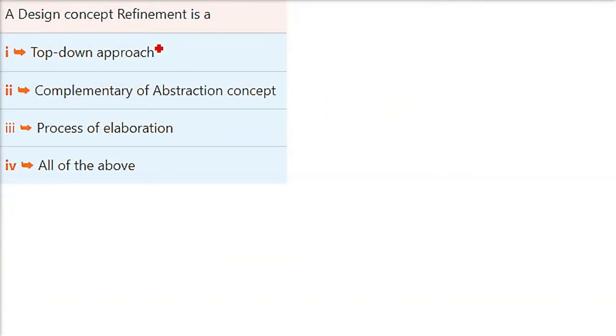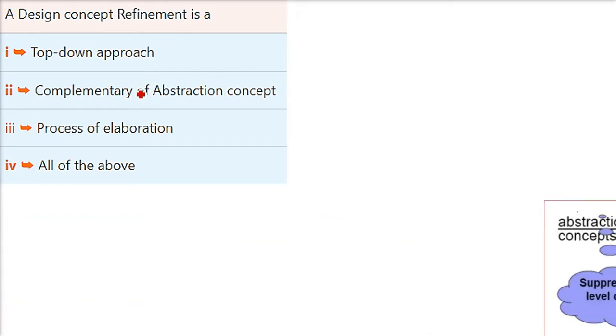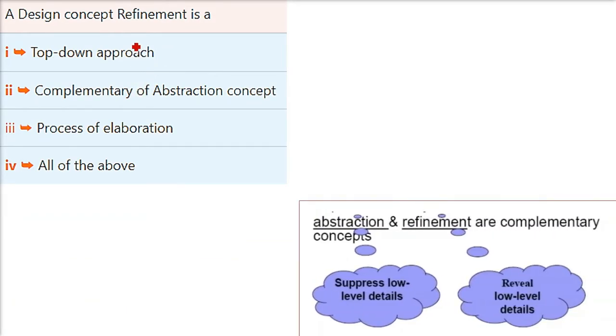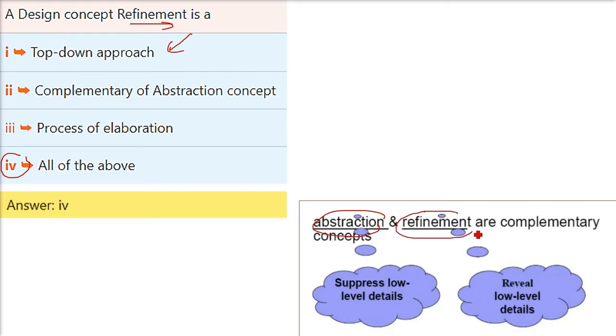Design concept refinement is nothing but elaboration. You're talking about abstraction, going to different levels of abstraction, from high to low, and also refinement, that is, refinement is elaboration. So the answer here is the fourth one, all of the above. You're going from top to bottom, a top-down approach. This is a complement of the abstract concept, which I just showed you, and the process of elaboration, you are extending the design concept. So this is refinement, nothing but abstraction, refinement, a top-to-bottom approach. So the answer is all of the above.